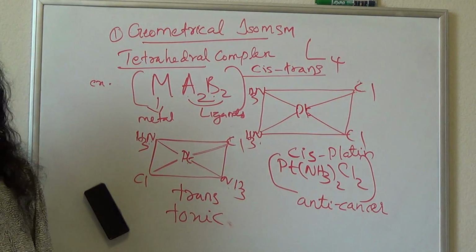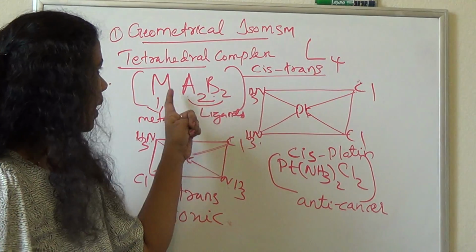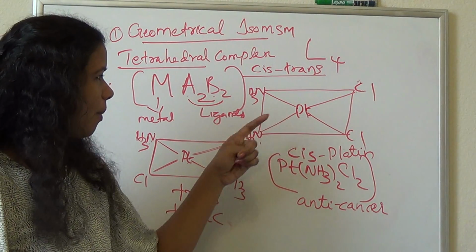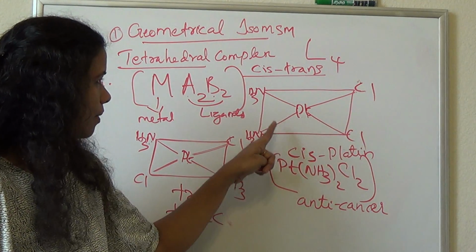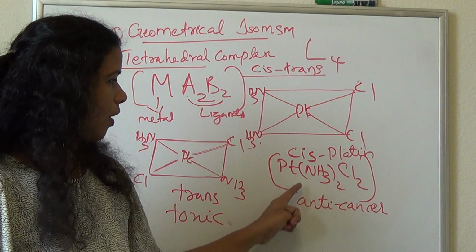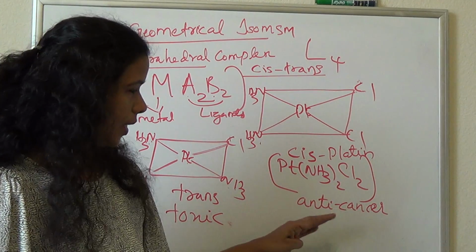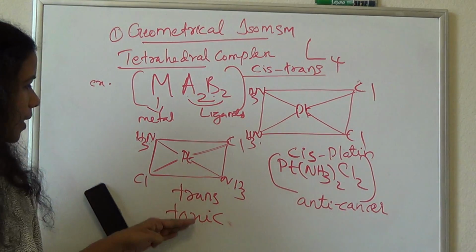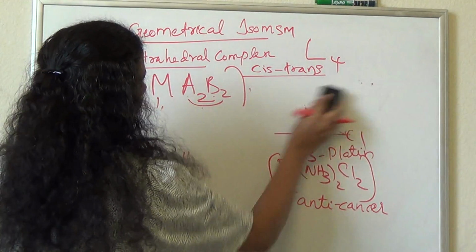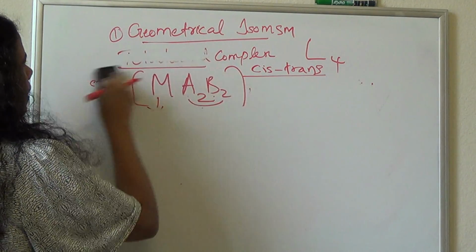So this is the first example. Geometrical isomerism is shown by square planar complexes with the general formula Ma2B2. There are two different types of ligands. One very good example is diamminedichloroplatinum. Its cis isomer is very good for anti-cancer. So it is an anti-cancer medicine, and the trans isomer is highly poisonous. Another example. It is not tetrahedral, it is square planar.